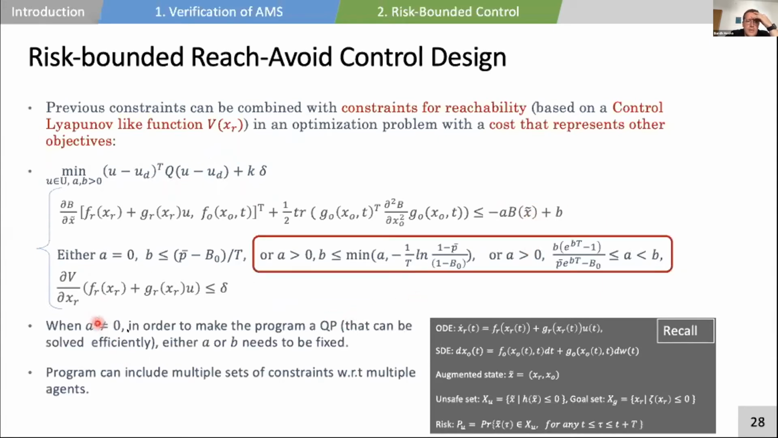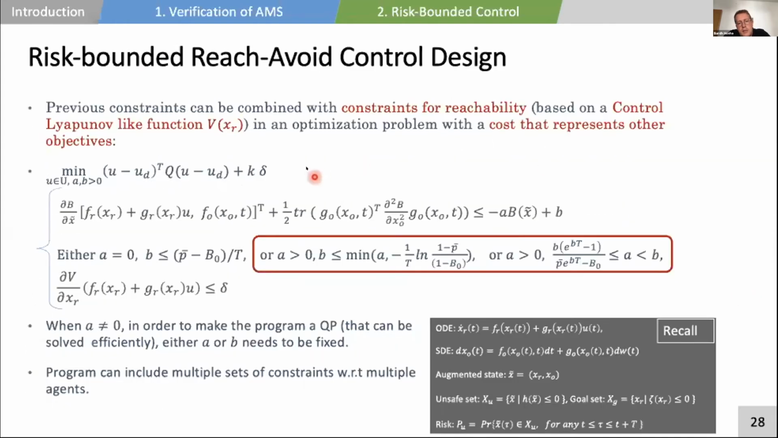When a is not equal to 0, in order to make the program a quadratic program that can be solved efficiently, either a or b needs to be fixed. Quadratic programs typically can be solved at millisecond speeds, or if it takes longer, usually there's some issue there. And the program can include multiple sets of constraints with respect to multiple agents. So you just add them.